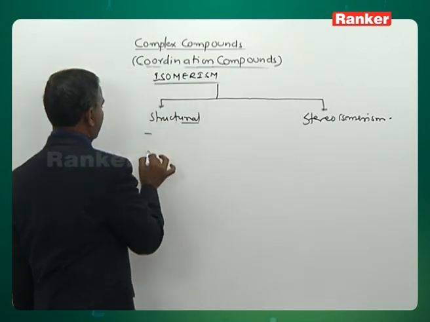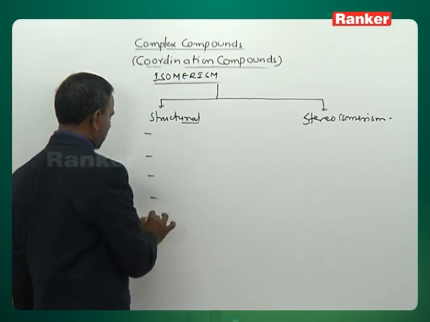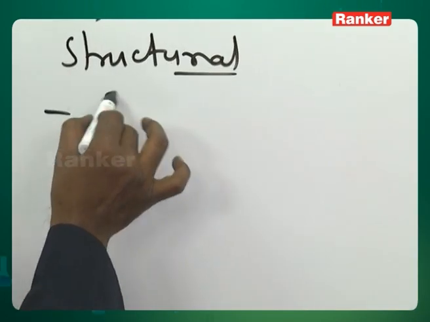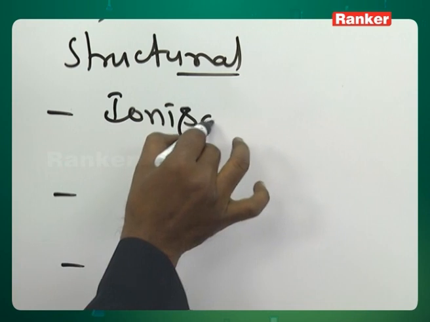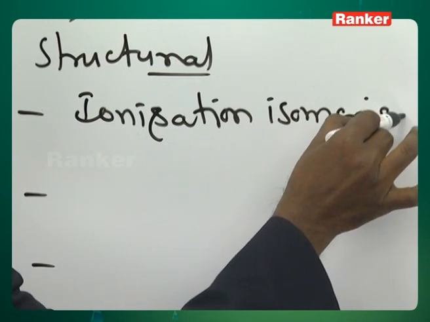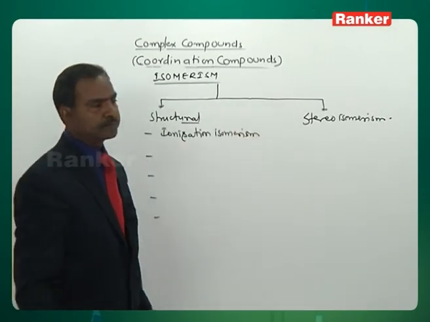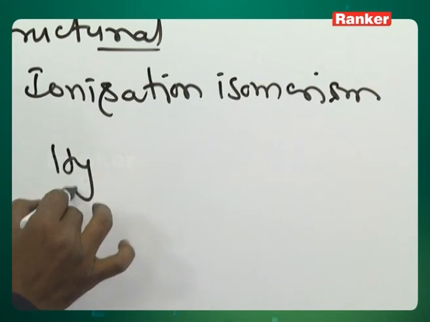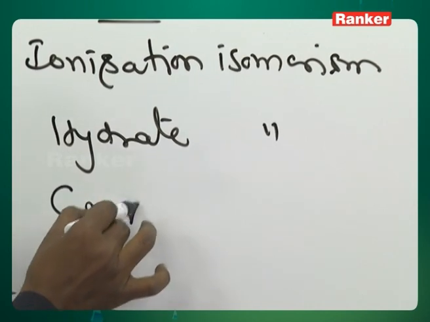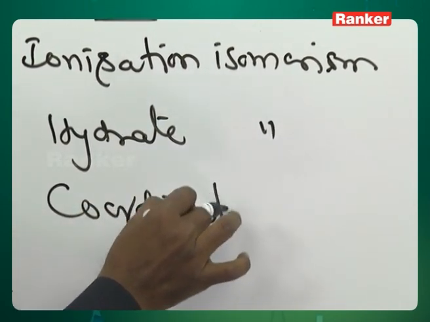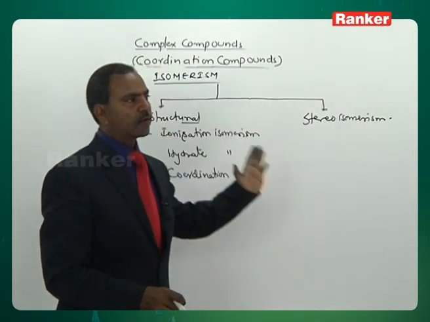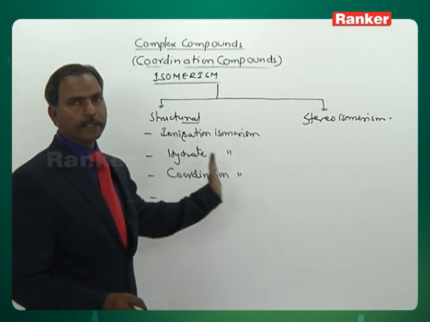Under structural isomerism, different types are there. What are the types under structural isomerism? Let us see. Ionization isomerism, hydrate isomerism, coordination isomerism.